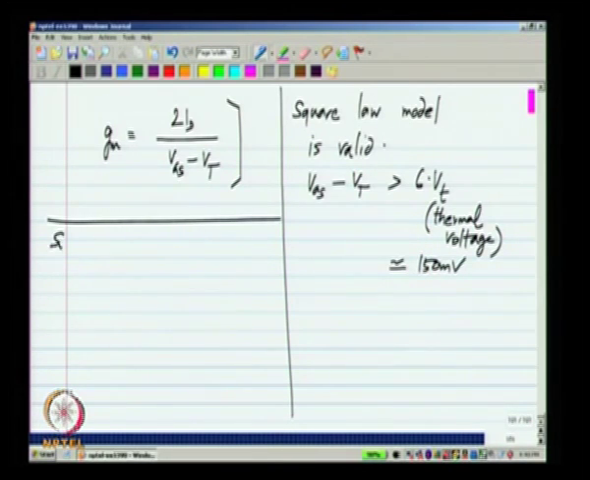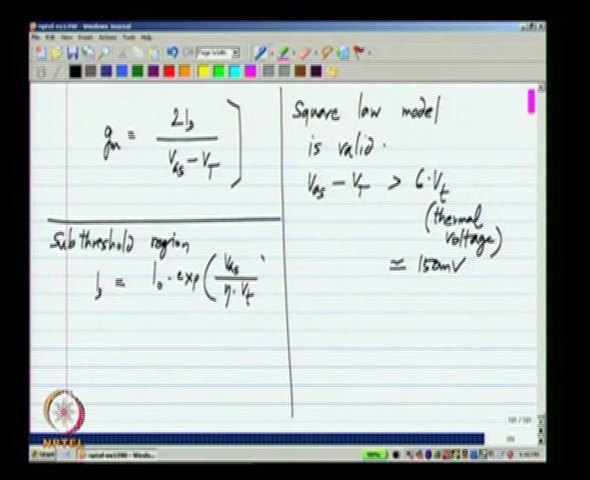Now, what happens in the subthreshold region? ID is given by some I naught exponential VGS divided by eta times the thermal voltage, where eta is some parameter, and you have to calculate the GM from this expression. If you do that, you will see that it will be ID divided by eta VT. Now, these expressions are in a similar form. The first one can be thought of as ID divided by half of VGS minus VT, and the second one is ID divided by eta VT.